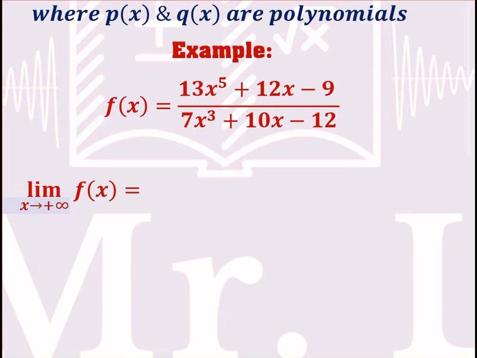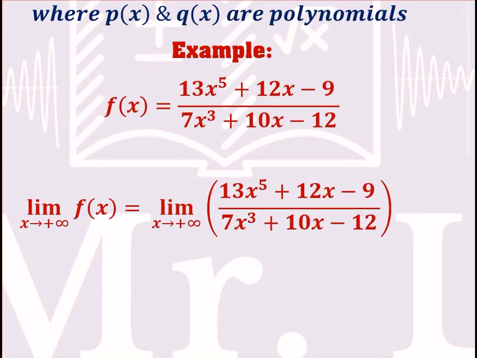Here guys, if you try first to replace infinities, you will get infinity over infinity. If you try to replace infinity here and infinity here, the result will be infinity over infinity, which is indeterminate. For this reason, if you want to find the limit at infinity for rational functions, you have to follow this method: limit as x tends to plus infinity of 13x power 5 plus 12x minus 9 over 7x power 3 plus 10x minus 12.